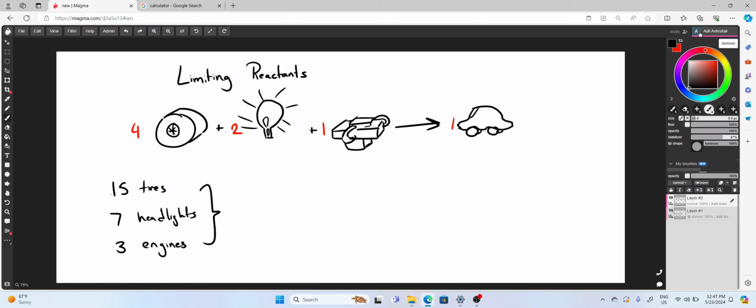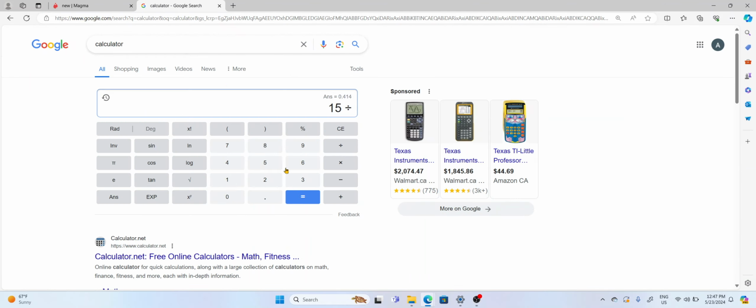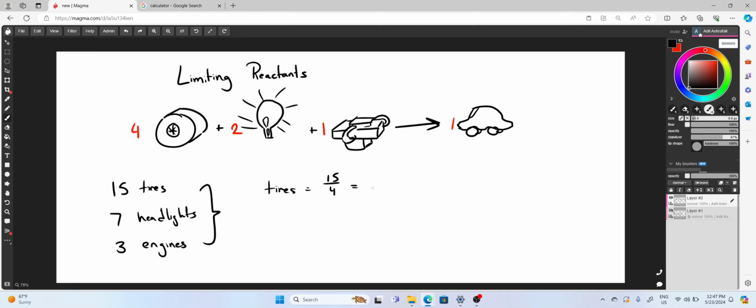Well, you would need to take the number of raw materials you have and divide them by these numbers in the equation. So for tires, we would do 15 divided by 4. Okay, let's just quickly calculate that. So 3.75, I think. Yep, 3.75. Okay, for headlights, it would be 7 divided by 2, which is 3.5. And for engines, it would just be 3 divided by 1, which is 3.